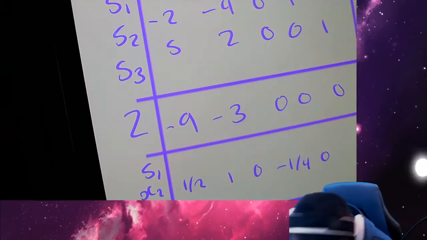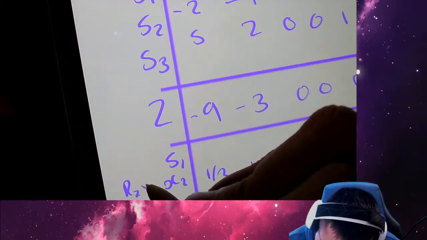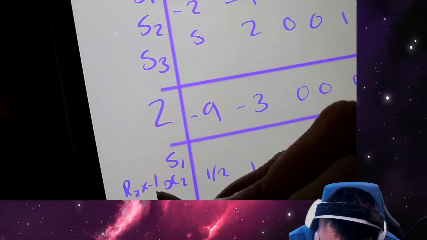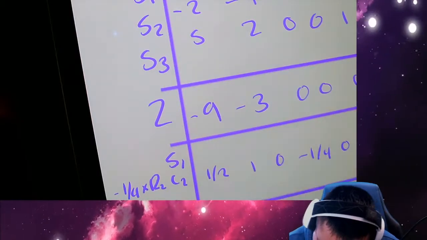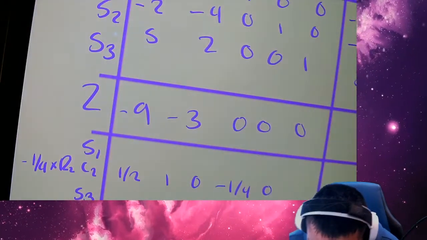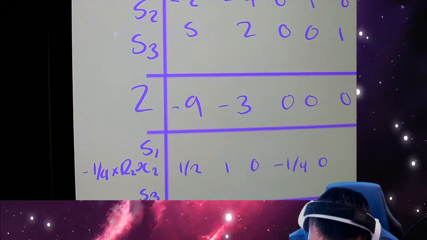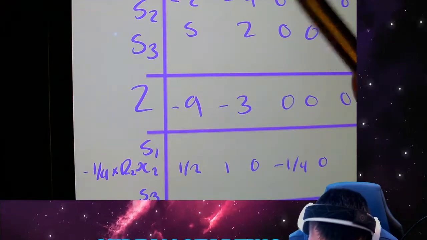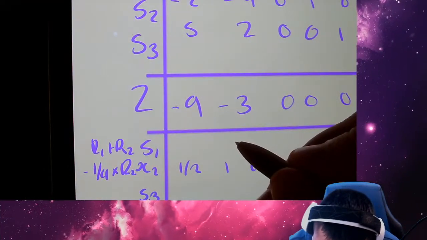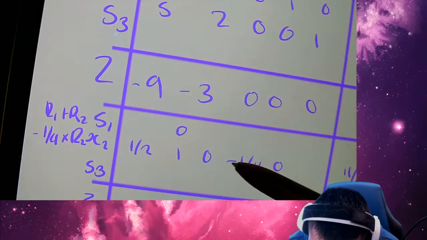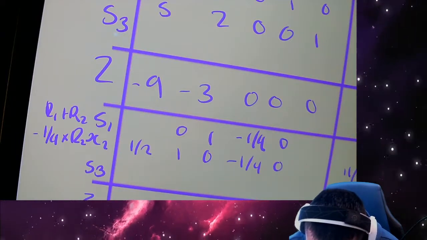Okay. And that is going to be -1 over 4 times row 2. Then we want to do the next top row. Let's go up. If I want to get rid of 1, I just do row 1 plus row 2. So this will be 0. This will say 1. This will say -1 over 4. Okay, that's correct. Yep.